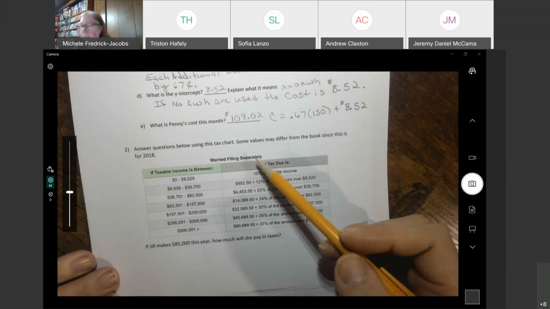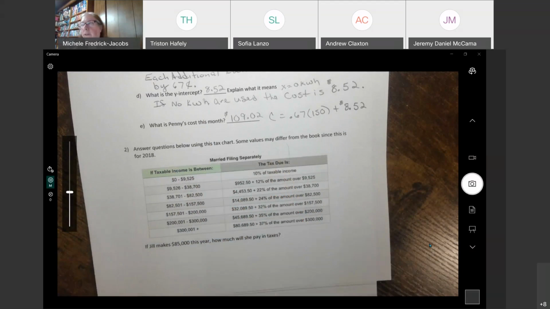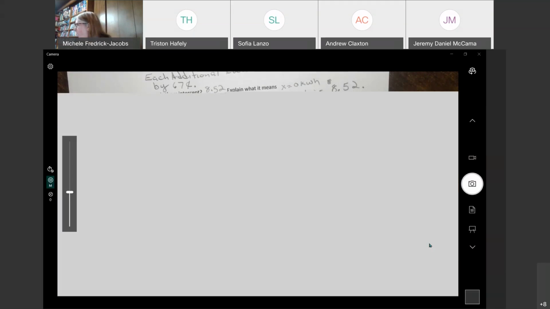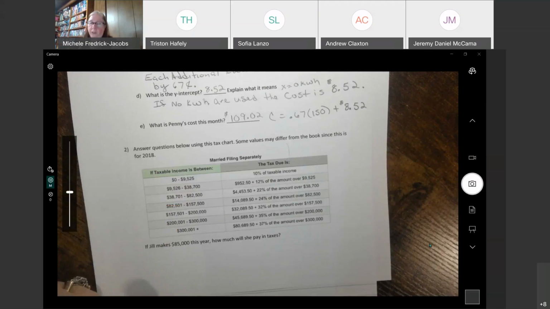This is a tax table. Now this one is married filing separate. There's married filing joint. There's individual. There's a lot of different ones. This is just one that's similar to the one in your book. For the discussion board, you need to find one different than this one and do a similar problem and then discuss it.